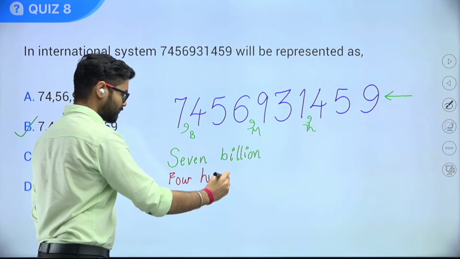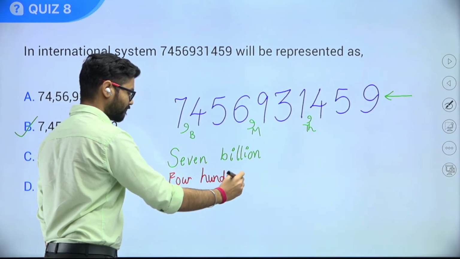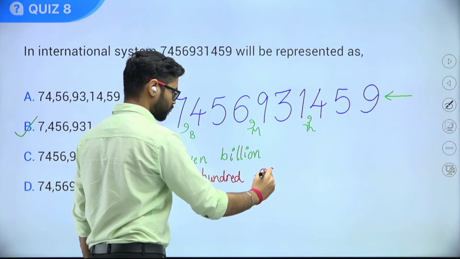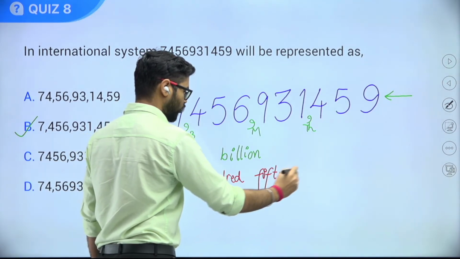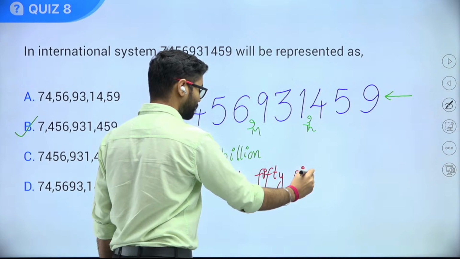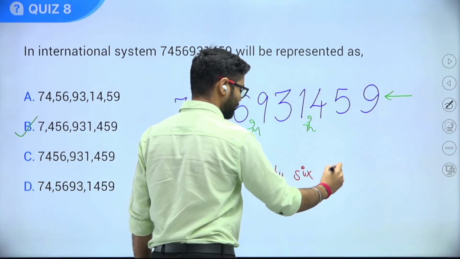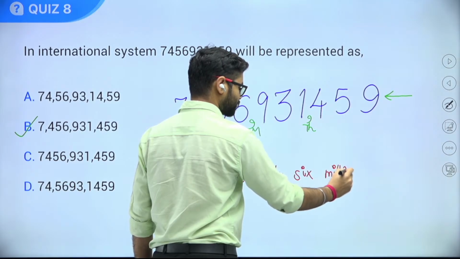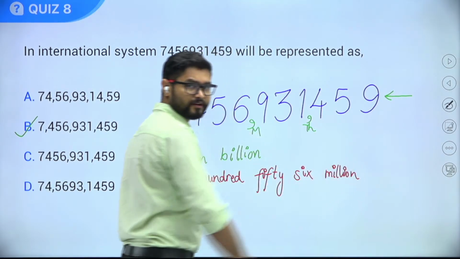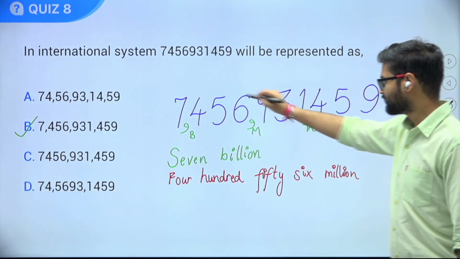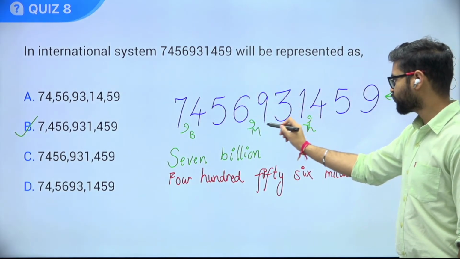So 456 million. Million you also have to mention. 456 million. Okay, 456 million. Now let's move forward then. This part is done, this part is done. Now we are at this part.